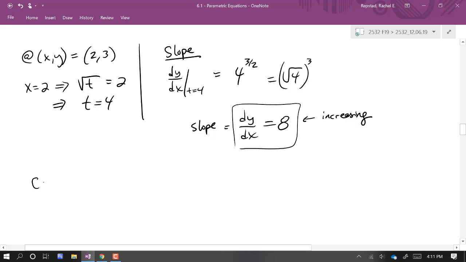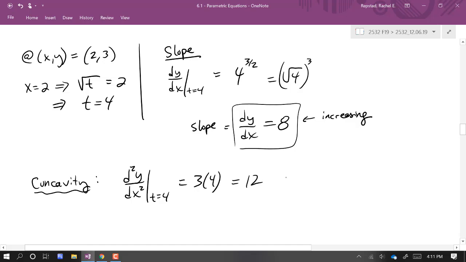So for concavity, we'll do the same thing, but with the second derivative. So we're going to find d squared y/dx squared at t equals 4. And that is, that was 3t, so 3 times 4, or 12. What can we say about the concavity? Does anybody remember how this works? Concave up, yeah.